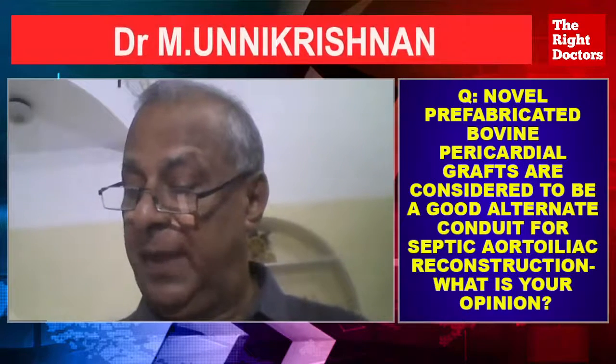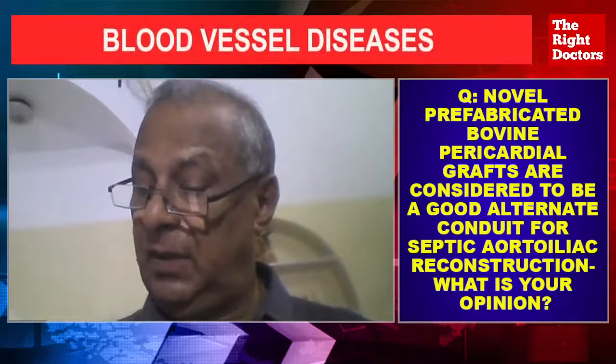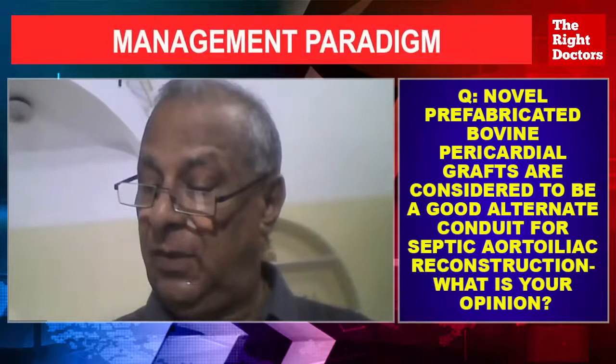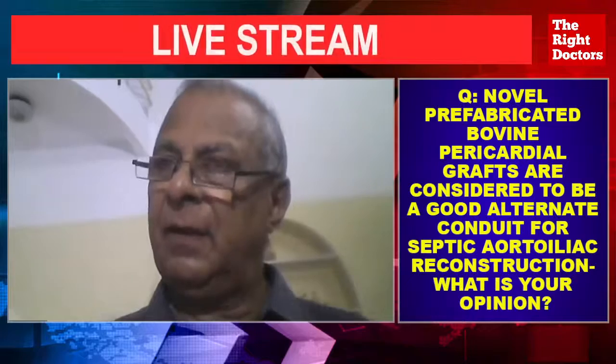Novel prefabricated bovine pericardial grafts are considered to be a good alternative conduit for septic aortoiliac reconstruction. What is your opinion? Definitely it is. Two of my younger colleagues, who were trained for MCh in vascular surgery with me, Ajay Savlania in PGI and Shivaneshan in my own institute, have done two cases each. I'm pretty happy with it, because harvesting both superficial veins and putting them together to form a trouser graft can take some time, 1 or 2 hours. So we can use this bovine pericardium to make a tube graft, I mean, the bifurcation graft.